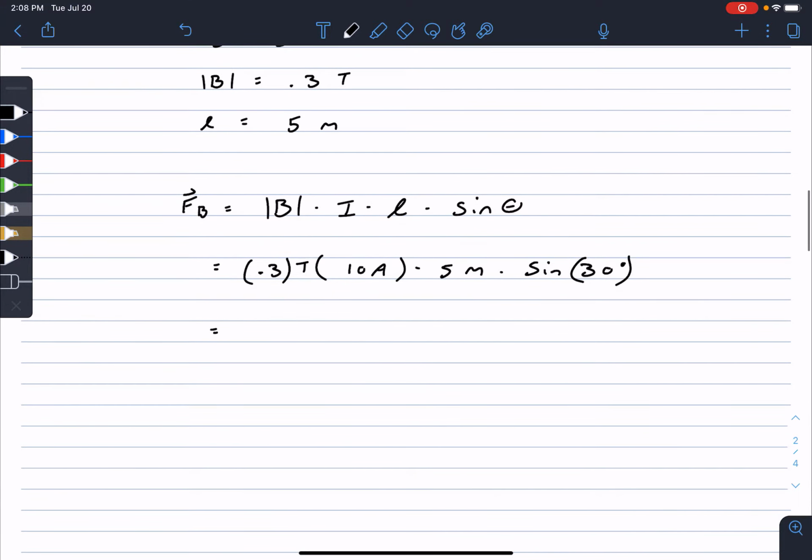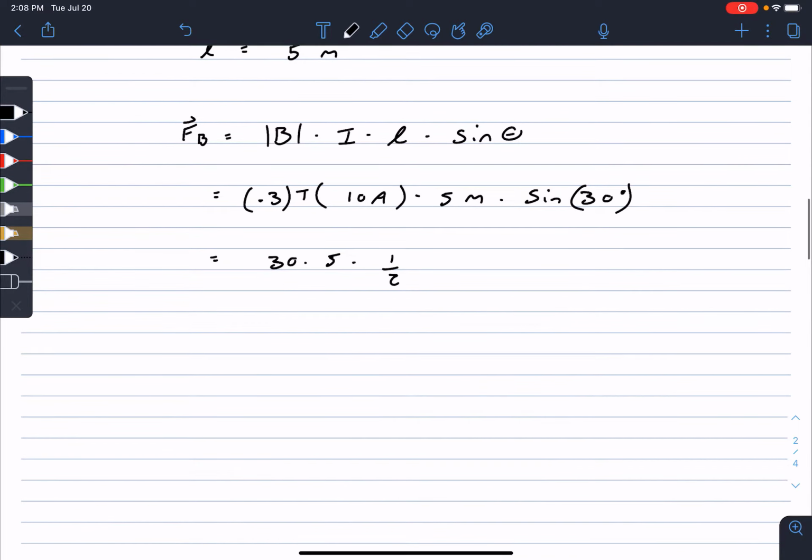So we have, this is all going to come out to a Newton. So we have 30 times 5 times sine 30 is 1/2. So that's equal to, we have 150. Oops, I made a mistake here. This is not 30. That should be 3. 3 times 5, 15 over 2 is equal to 7.5 newtons.